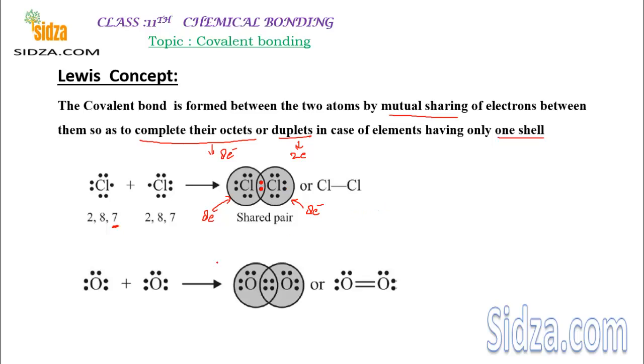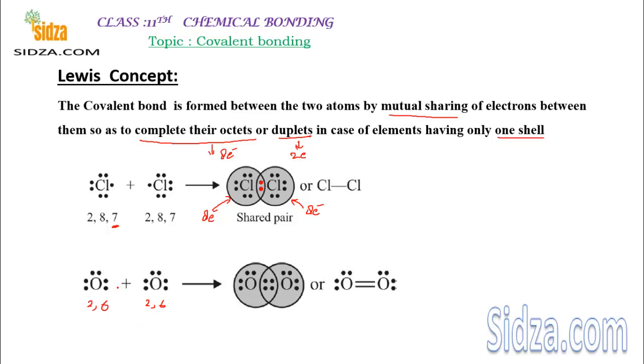So let's take another example. Oxygen atom, we know it has atomic number 8, and electronic configuration, you can say it has 2 electrons in the first shell, and it has 6 electrons in the valence shell. Now 6 electrons in the valence shell for the oxygen, another one, the same thing, 2 and 6.